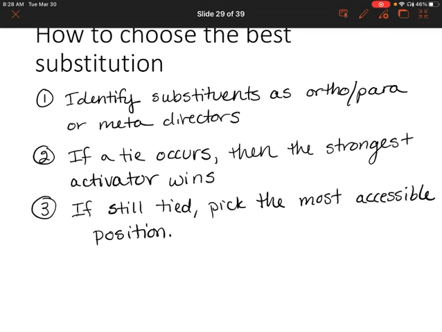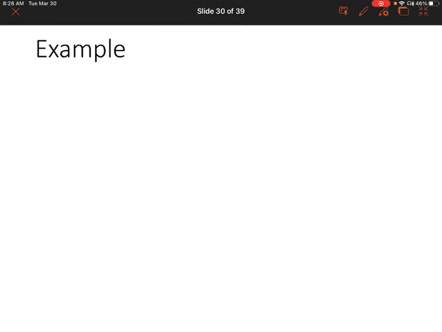Okay, so let's look at another example. This time, let's say we have 3 groups on our benzene ring. So we have a methyl group, and then next to that is an alcohol. And then across from the alcohol is a nitro group. And let's say we want to add bromine to the ring.